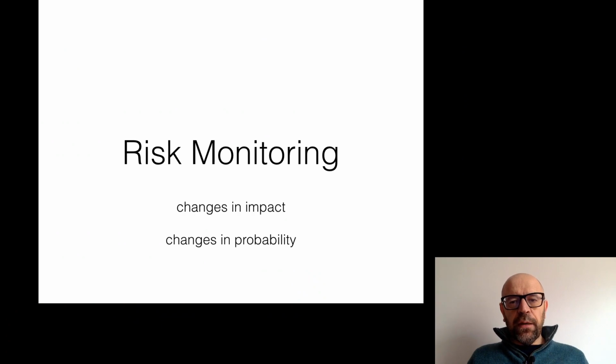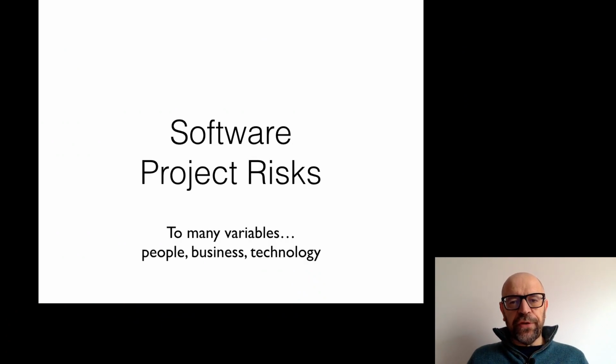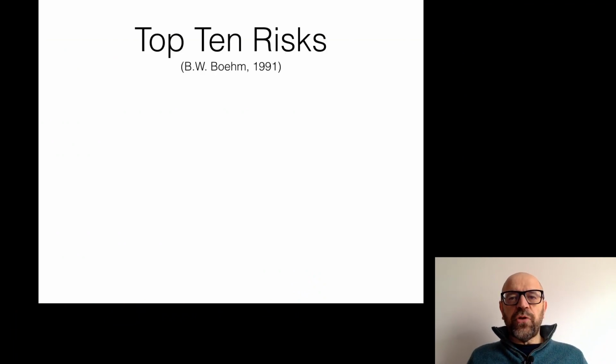So let's see what the common risks in a software project are. There are too many variables, as I already told you: people, business, technology, a lot of things that may change. So you have a team that developed projects in Java, and now they move to C#. Well, this new project is a big risk because they do not master the technology the way they did when they developed in Java.